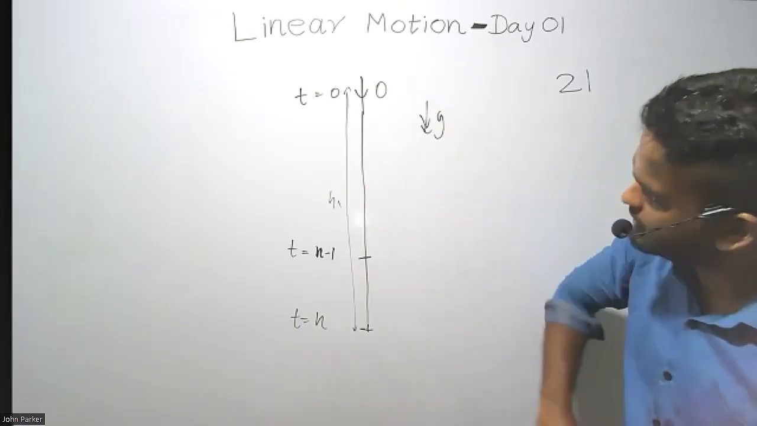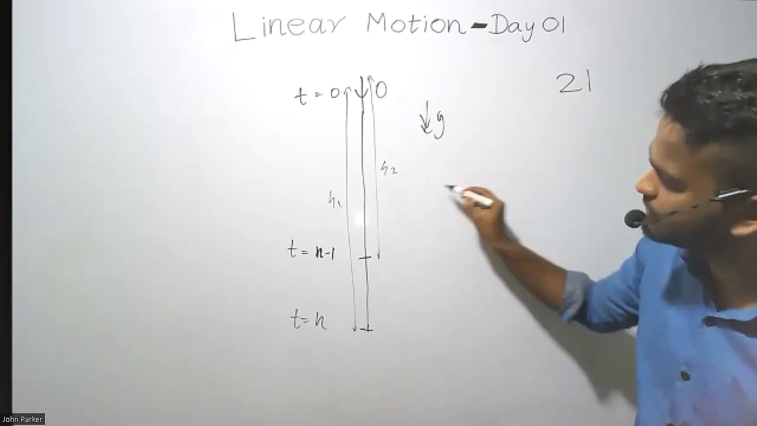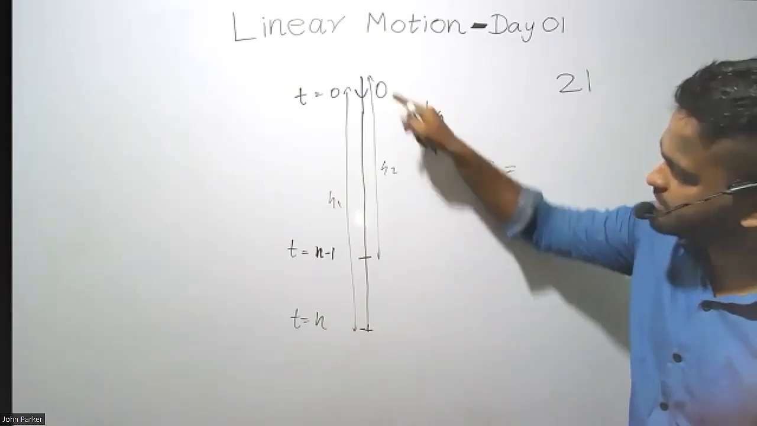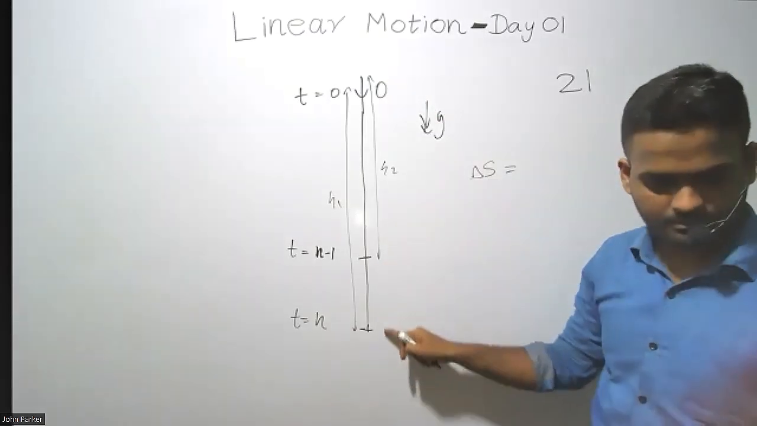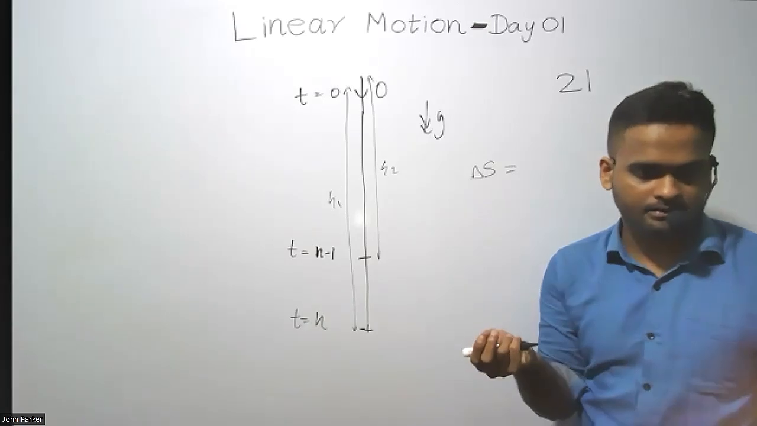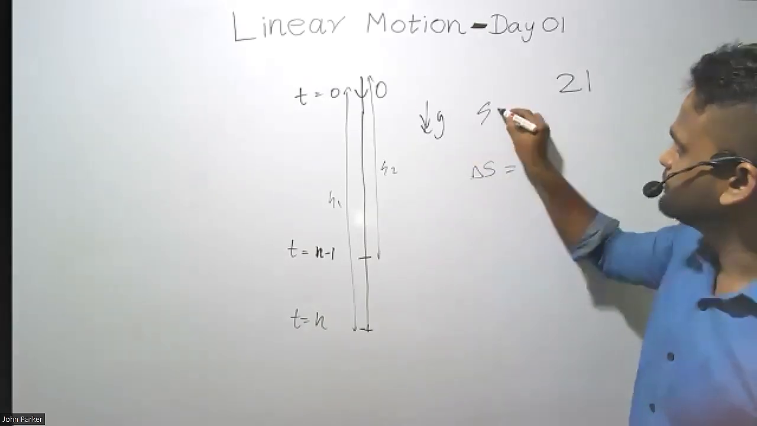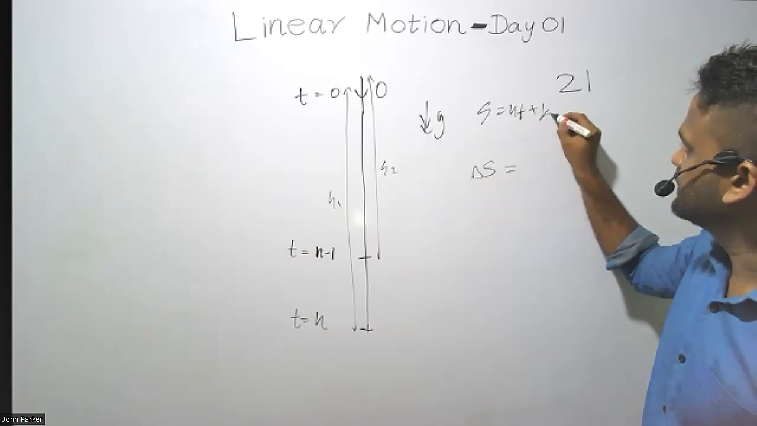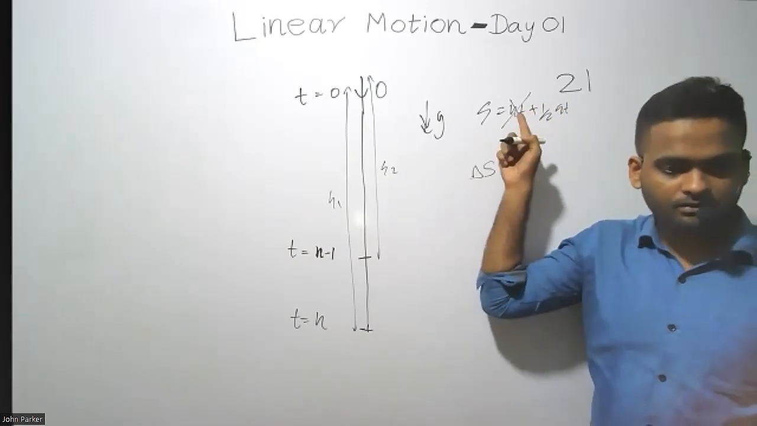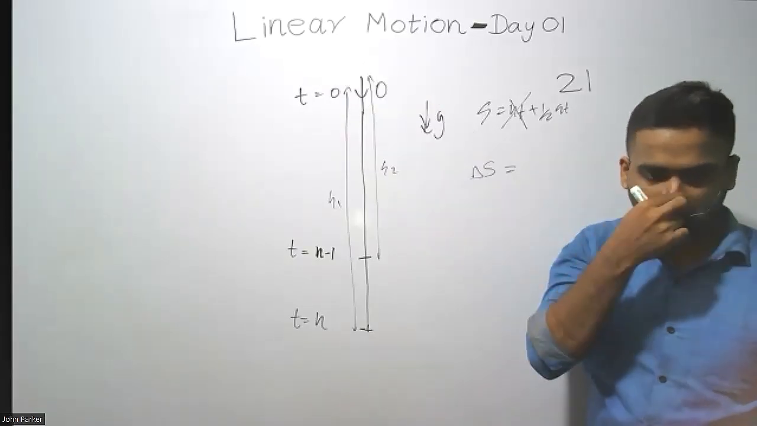Let's say that is S1. Then from here to here, let's say S2. What should be the answer? S1 minus S2 should be this. That is the distance traveled within the nth second. For this also, when you apply the equation, this term cancels off because initial velocity is 0 for both cases. It is dropped, right?